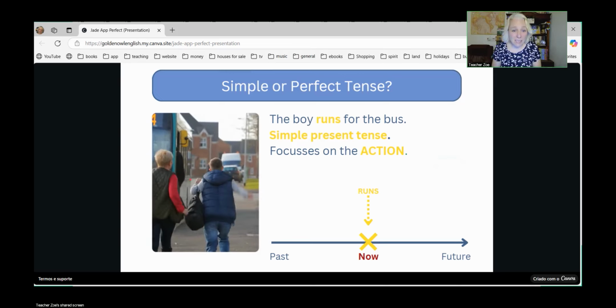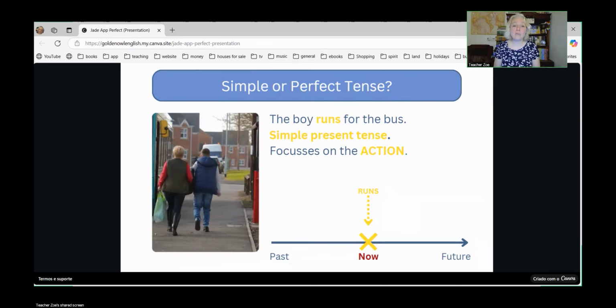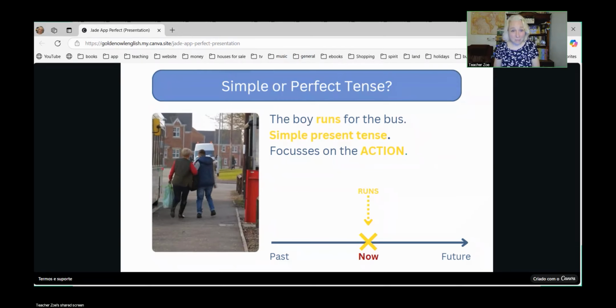So on this video here, look what's happening. The boy runs for the bus. It's the simple present tense. It's basic, it's easy, that's what he's doing. And it just focuses on the action, nothing else. We're describing what's happening. The boy runs for the bus.